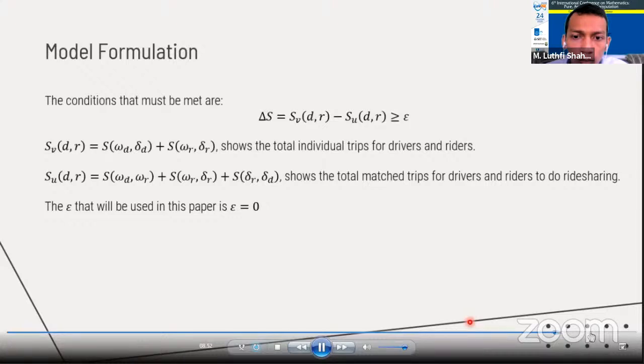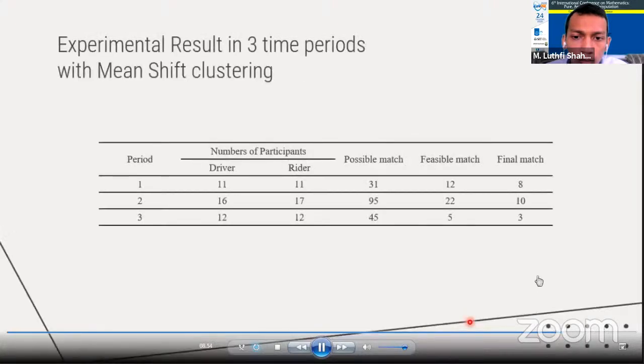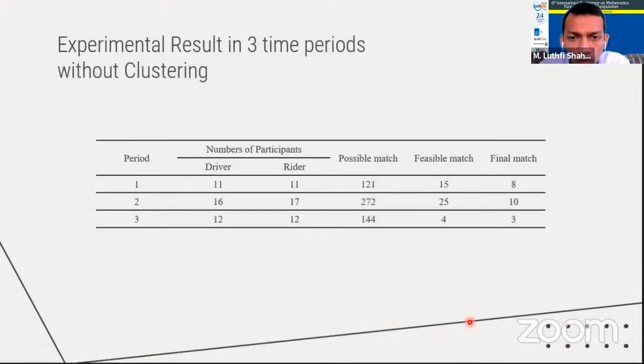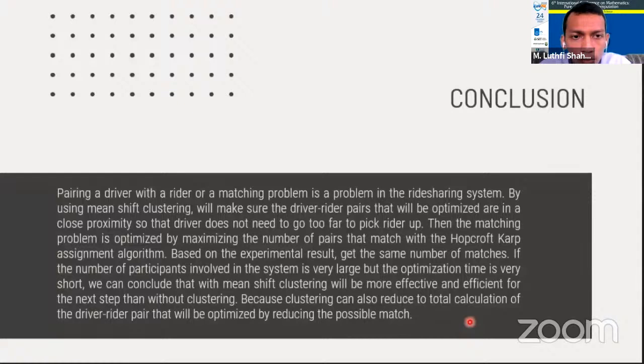Experimental result: the result in 3 time periods with mean shift clustering, and the result in 3 time periods without clustering. Conclusion: pairing a driver with a rider is a matching problem in the ride-sharing system. By using mean shift clustering, we make sure the driver-rider pairs to be optimized are in close proximity, so the driver does not need to go too far to pick the rider up. Then the matching problem is optimized by maximizing the number of matched pairs with the Hungarian assignment algorithm.